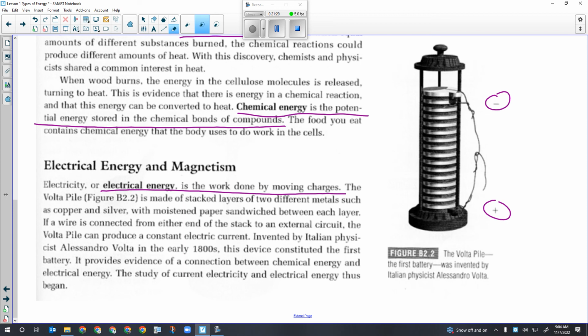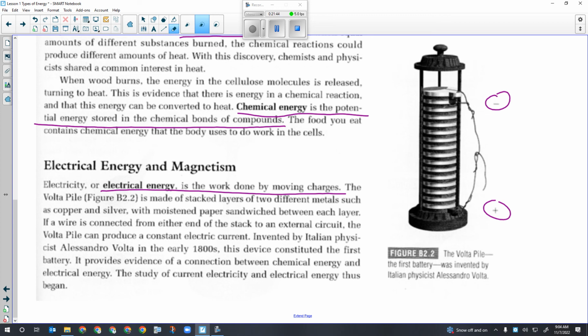Does that make sense? Okay, so it's moving charges, and as long as those charges can move, electricity can be generated. Okay? Or electrical energy can be generated. All right, so that thing right there, that is the great-great-great-granddaddy of the AAA battery. That is the Volta pile, made by an Italian scientist named Alessandro Volta.